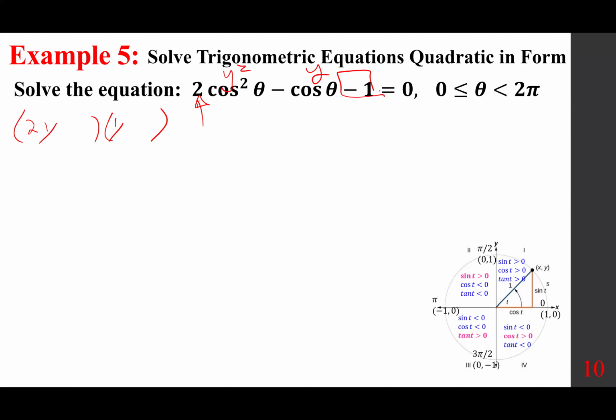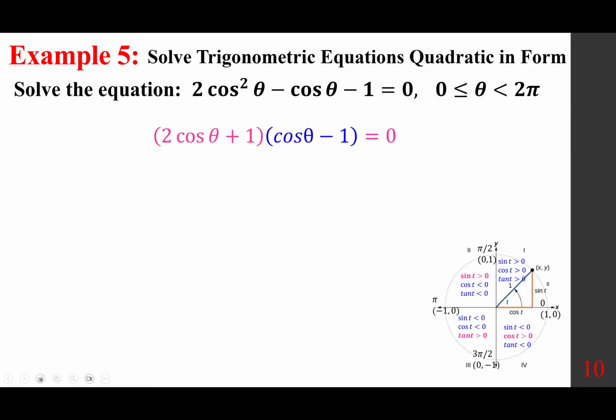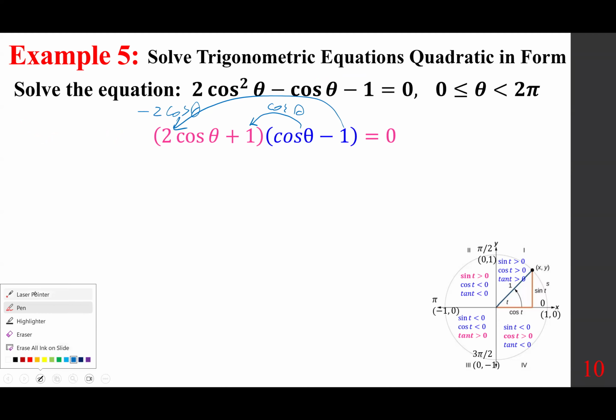So in this case, 2y means 2 cosine theta, y means cosine theta. You don't have to change the variables. And so let me erase my work first, so it makes it easier to see the following. What I want you to notice is that if you multiply these two, you get cosine theta. If you multiply these two, you get negative 2 cosine theta. What matters is that the sum must be the middle term, and it is.